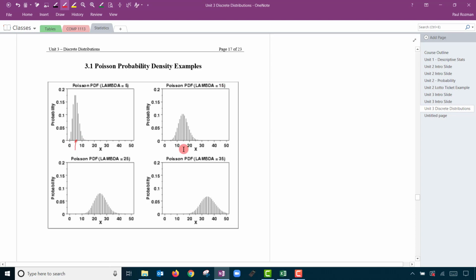I changed lambda to 15, and look at that, it's right in the middle. I changed it to 25, it's there. I changed it to 35, it's there. Depending on lambda, of course, you get different shapes as well. You can see it's maybe more skewed for smaller values of lambda, and it becomes more bell curved as you get larger values of lambda.